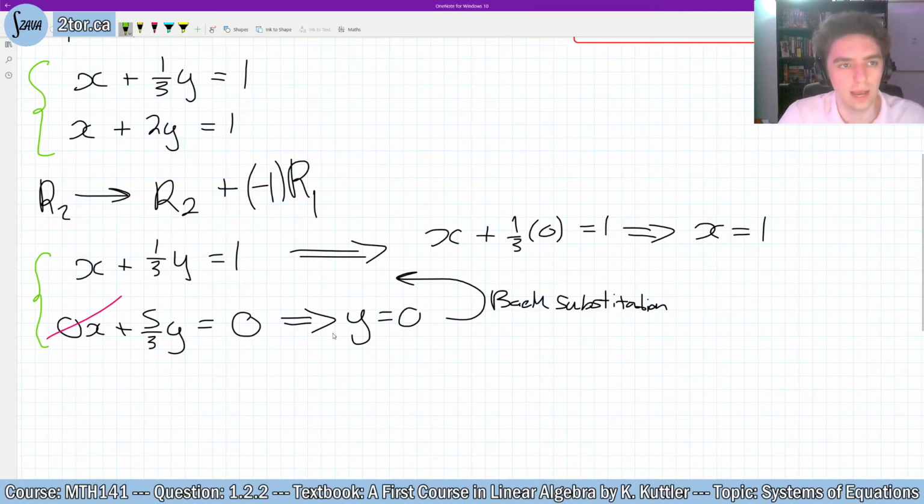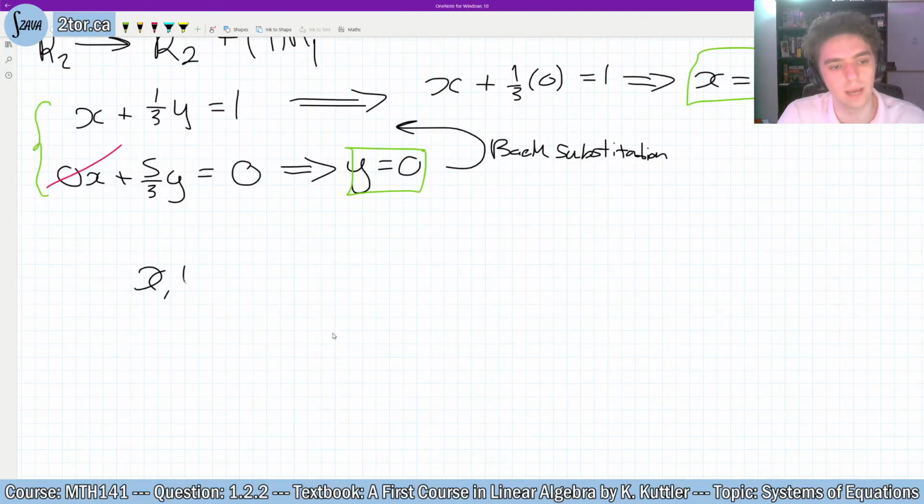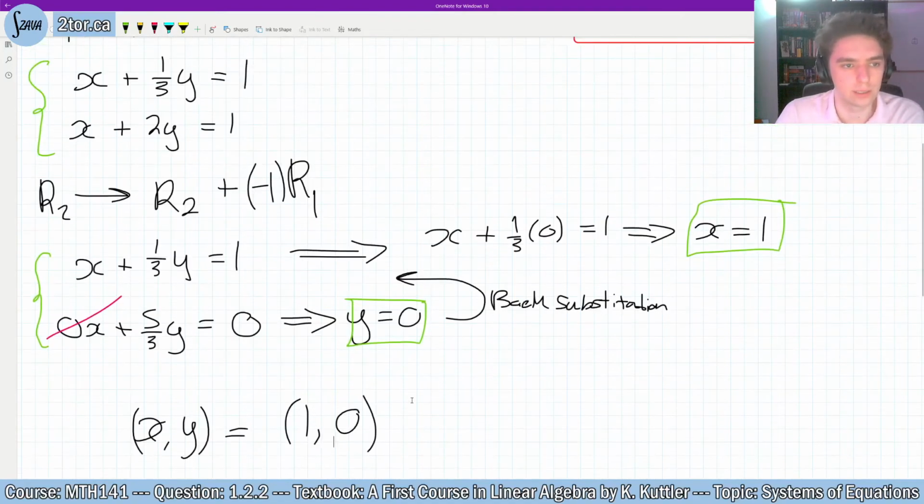So we have our two components of our solution here now. x equals 1 and y equals 0. So the solution to our system, (x, y), equals (1, 0). And there you go. There's our solution to the system.